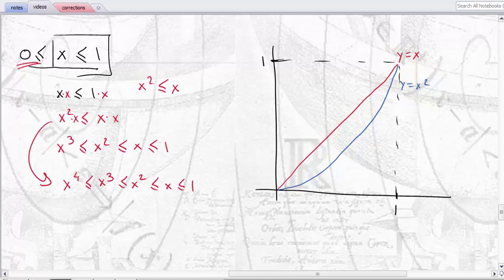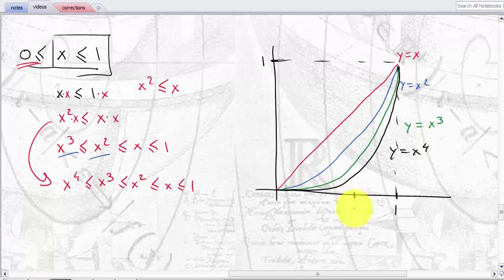Where would y equals x cubed be? Well, it's got to be lower than x squared. So y equals x cubed would be, for example, right here. Let's do it one more time. Where would y equals x to the 4th be? It would be even lower, right here. Y equals x to the 4th.